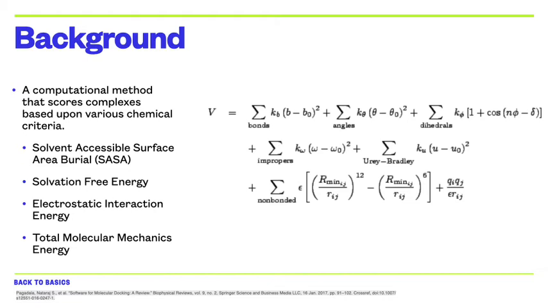Well, it's a computational method that scores complexes based upon various chemical criteria. The way that it goes about doing this is through the use of employing force fields. Force fields are constituted of different potential energy calculations that are going to contribute to the net potential energy of the complex system. So as you can see, those contributions can include but are not limited to the bond lengths, the bond angles, the dihedral angles, as well as different energy and interaction contributors. So that can be van der Waals interactions or electrostatic energy, solvation free energy. All of those different components are going to get you the net potential energy of the system.